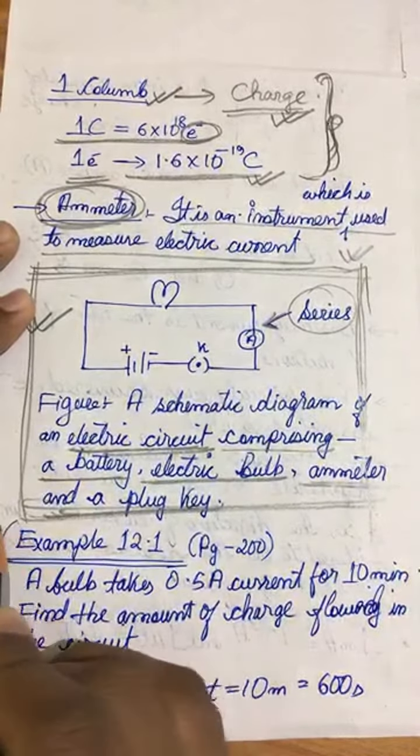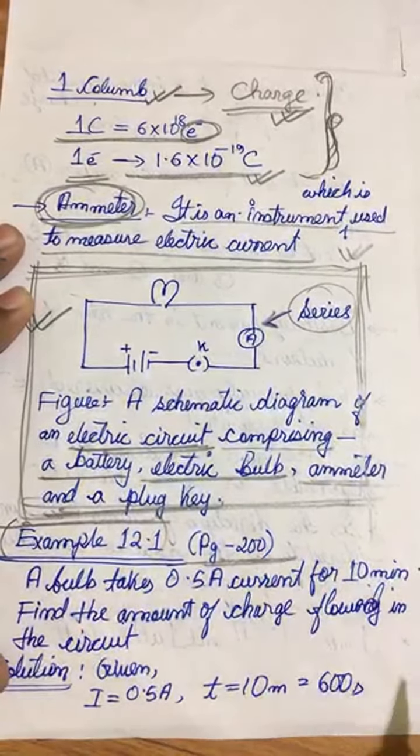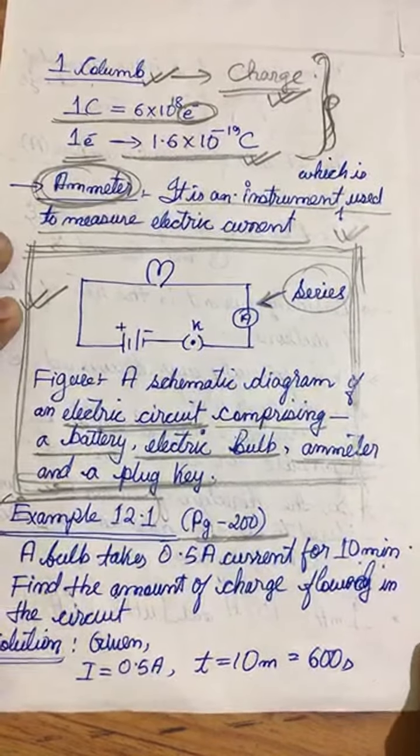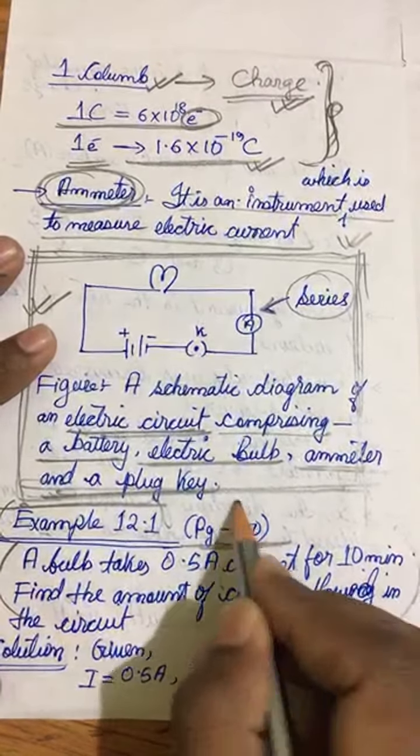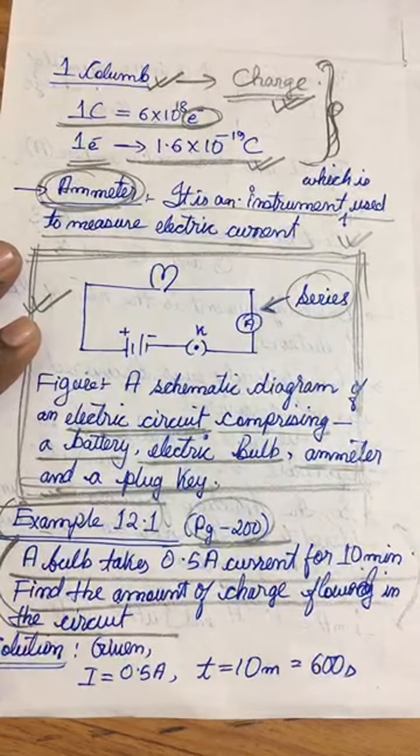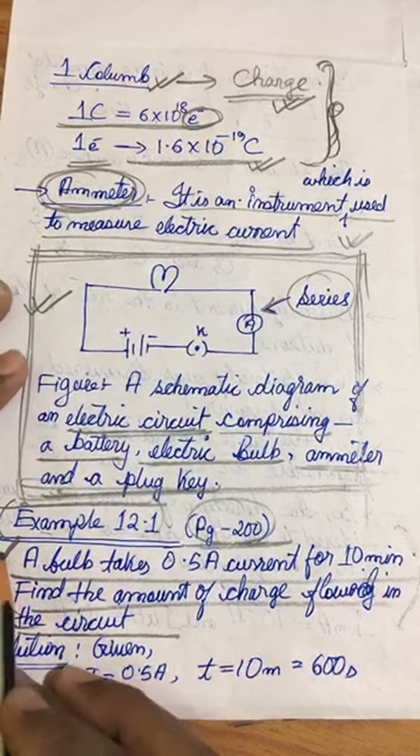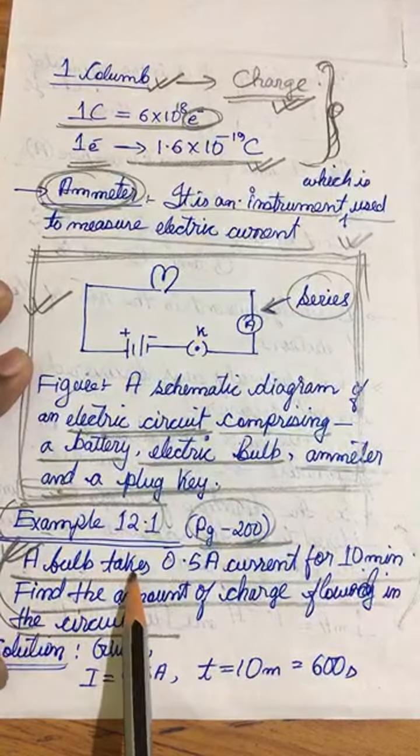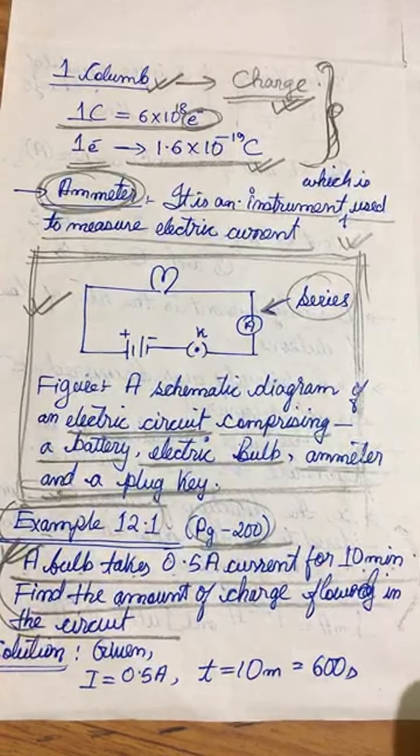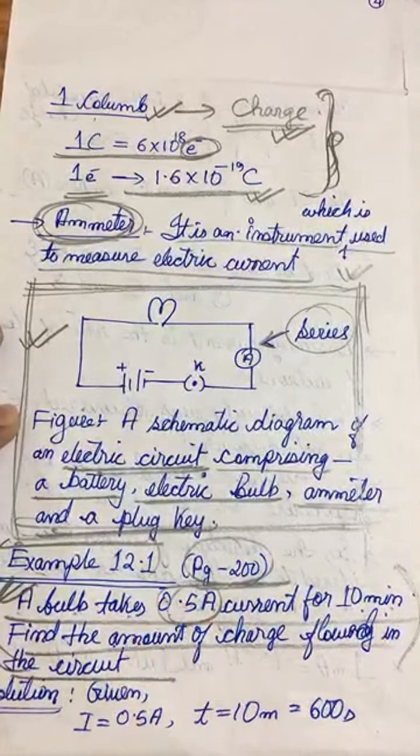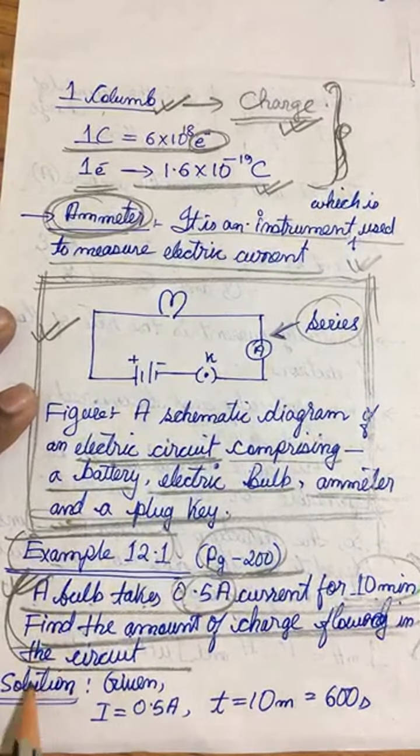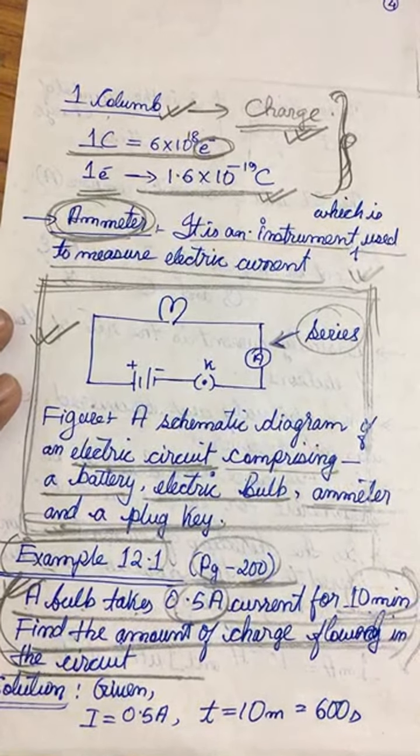Now, there is an example in page number 200, example 12.1. I have made the question simple and written it here. You can go and check your book for this question. The question is, a bulb takes 0.5 ampere current for 10 minutes. That means there is a bulb where 0.5 amperes of current flows through the bulb for 10 minutes. We are asked to find the amount of charge flowing through the circuit.